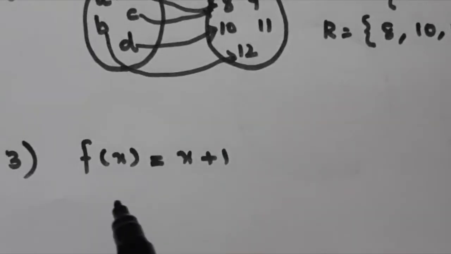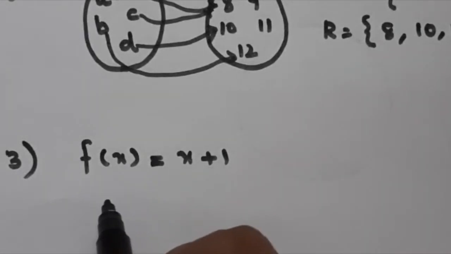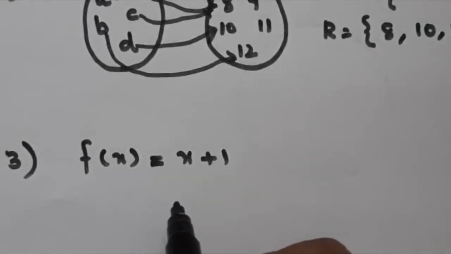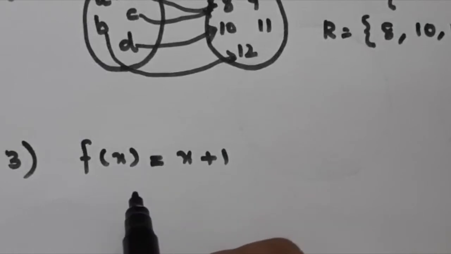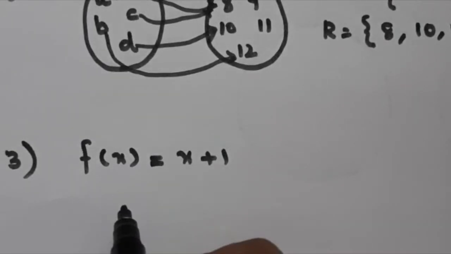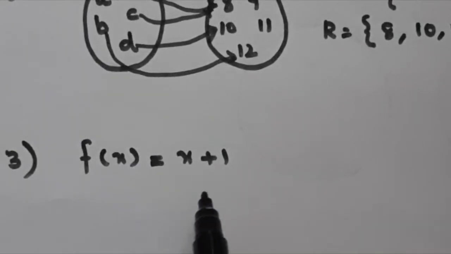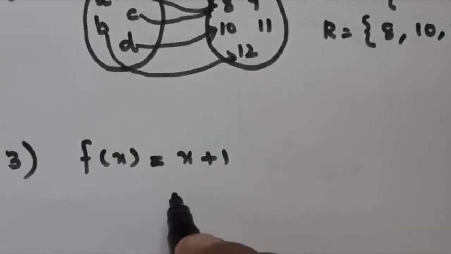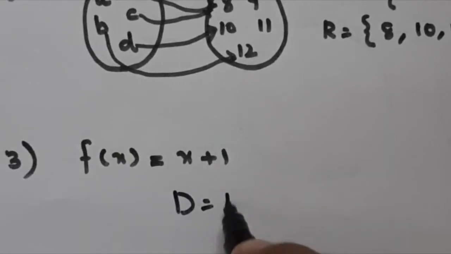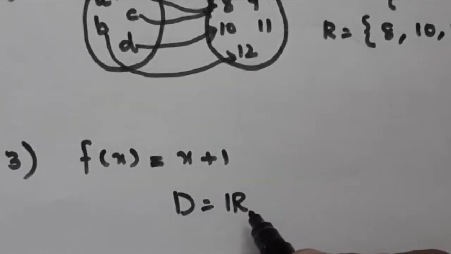Therefore, by this function, which are the numbers for which we get answers or get images? Any real number. Any real number can have the image that real number plus 1. Therefore, what about the domain? Domain is the set of real numbers itself.